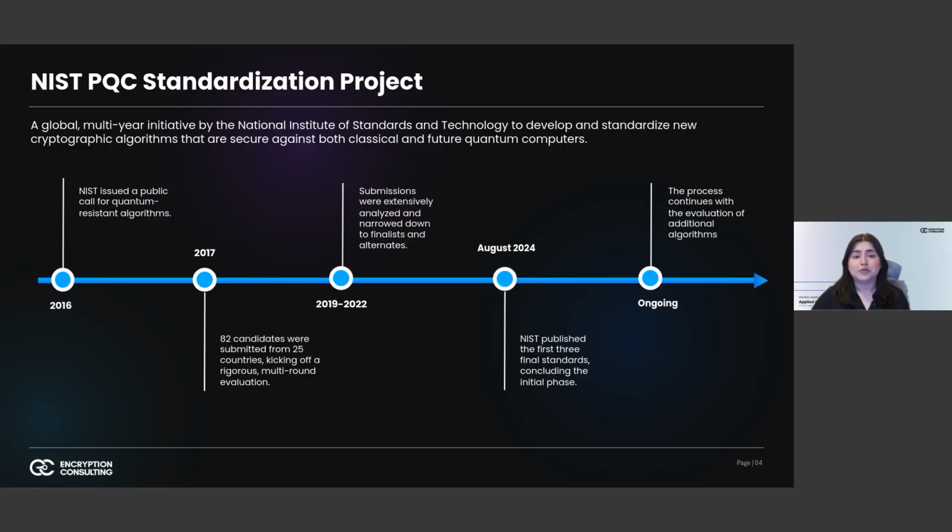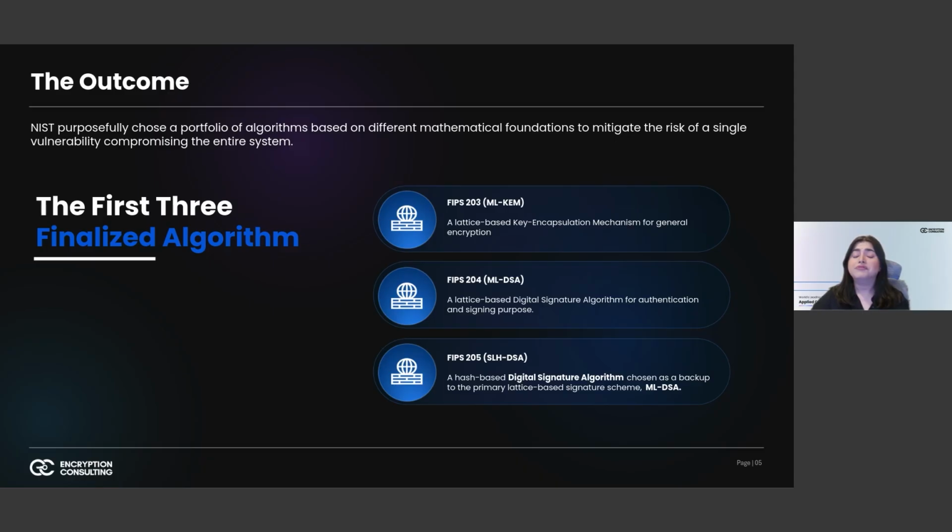But the work isn't over. The project is still ongoing, with NIST continuing to evaluate additional algorithms. This ensures that we build a diverse and robust portfolio of cryptographic solutions, guaranteeing our security no matter what the future holds. After years of rigorous evaluation, testing, and public scrutiny, the NIST Post-Quantum Cryptography project reached its first major milestone with the initial set of standards finalized in 2024.